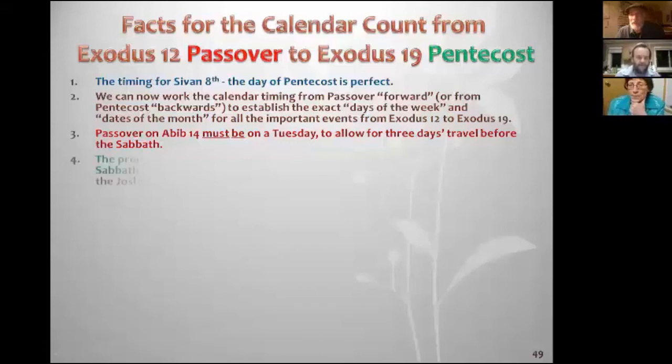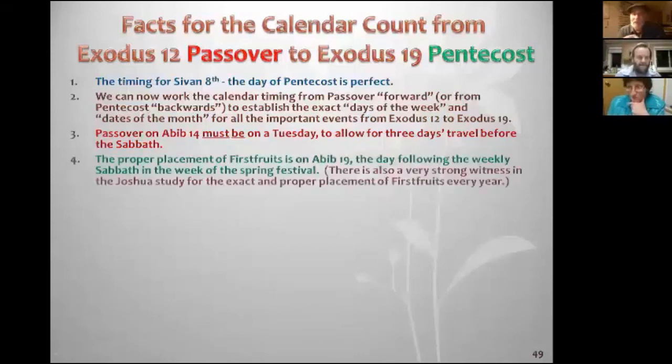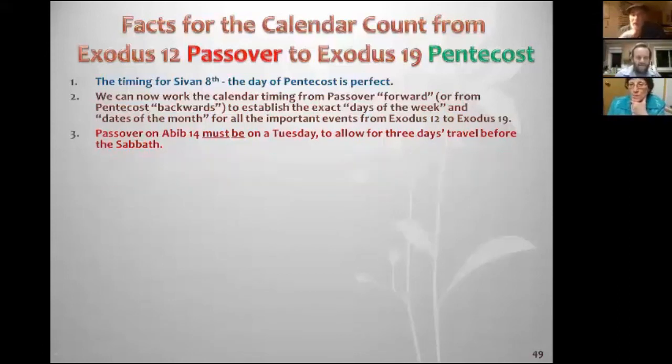Now, it must have been, according to our observations, right? Passover doesn't have to be on Tuesday every year. Correct? Correct. That is just for this year, for the year of Exodus 12 only, because Passover in Joshua actually is going to be on a weekly Sabbath. Okay. Yes.